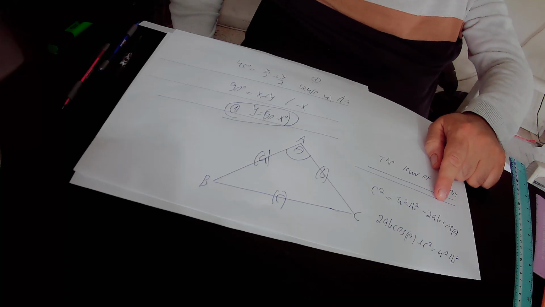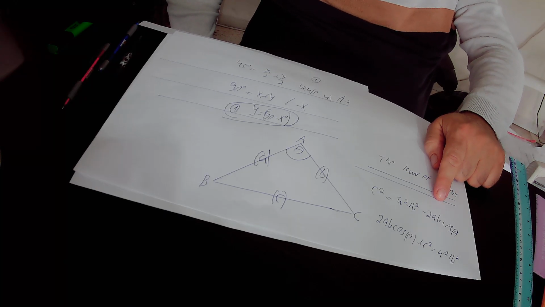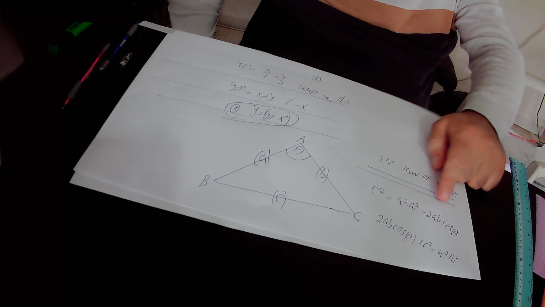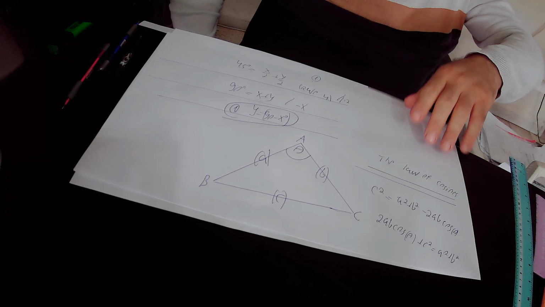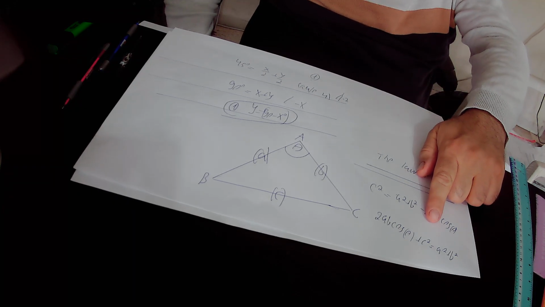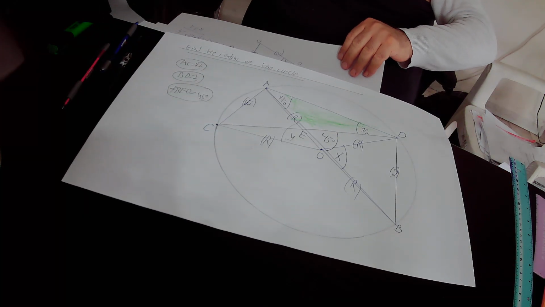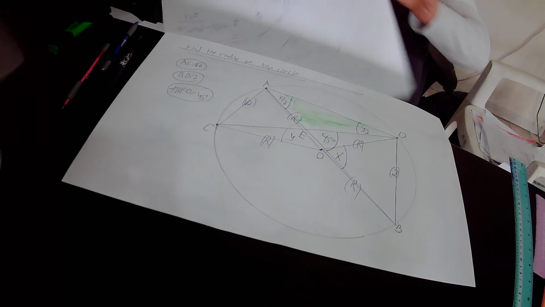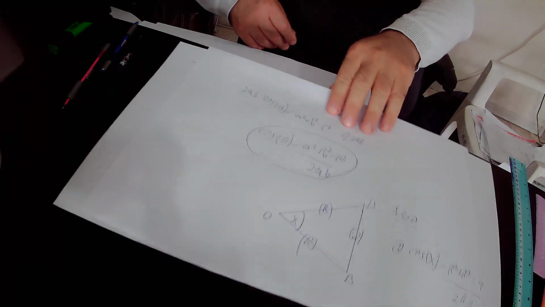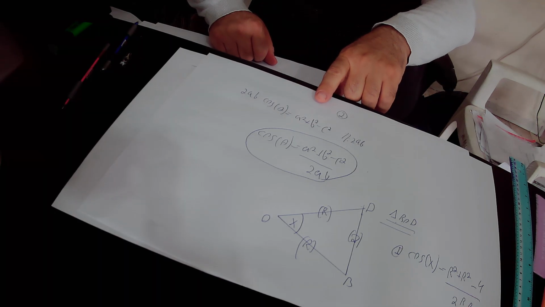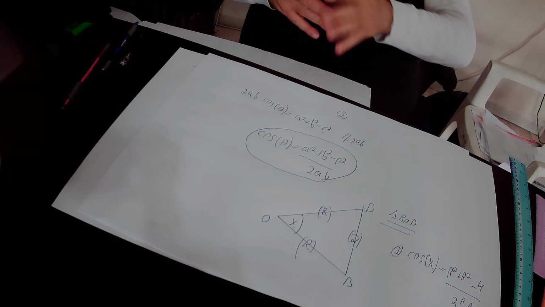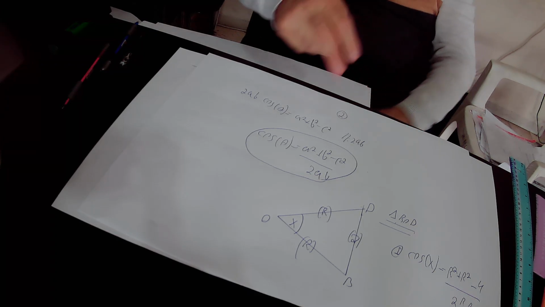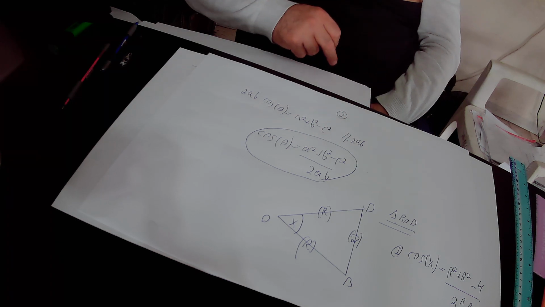Here we added to this equation 2 times AB cosine theta and found out that 2 times AB cosine theta plus C squared equals A squared plus B squared. Then we subtracted C squared from this equation and found that 2 times AB cosine theta equals A squared plus B squared minus C squared. Here we divided this equation by 2 times AB and found that cosine theta equals A squared plus B squared minus C squared over 2 times AB.